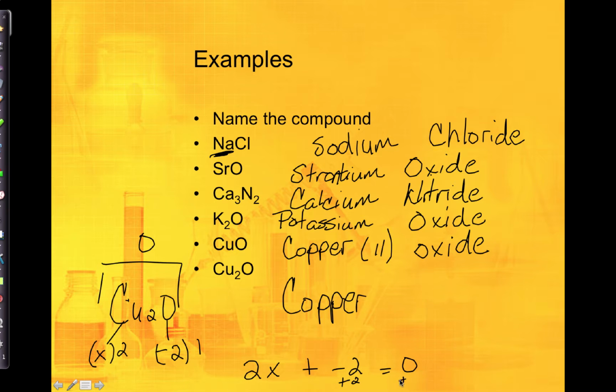Well, if I do the math here, 2x is equal to 2. Well, then that means that x has to be 1. The charge of the copper here is 1. So really the only difficult part of naming ionic compounds is if you need to figure out the charge or not. So really just remember that if you have an ionic compound, everything overall is 0.